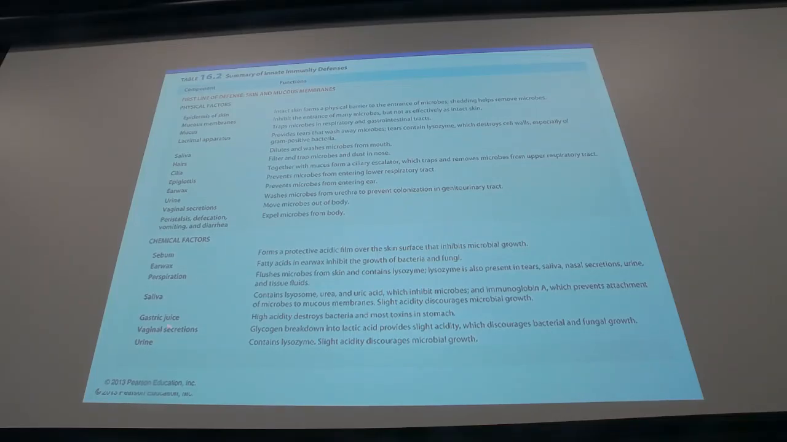And then in the stomach, we have gastric juice, which is made of hydrochloric acid and some enzymes. This hydrochloric acid makes the pH of the stomach to be between 2 to 3, and most microorganisms don't like that acidity, so they will die in these acidic conditions.